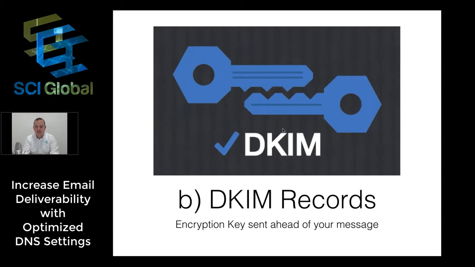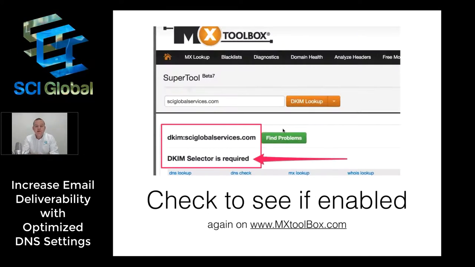It means you're not spamming it, right? Spammers do not do these things. So check to see if that's enabled on your domain. Again, mxtoolbox.com. In the orange button, scroll down to DKIM lookup and enter in your domain. And all you're looking for right here is it says DKIM selector is required. And you're good to go then.